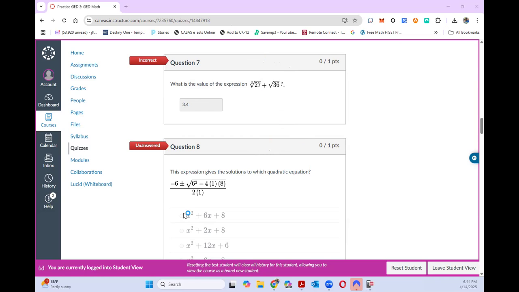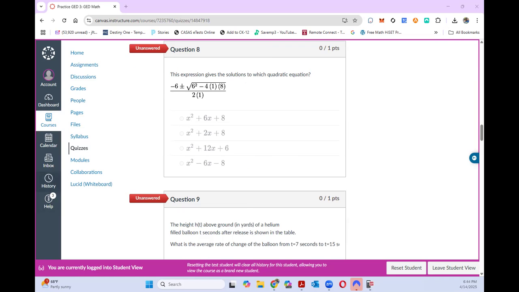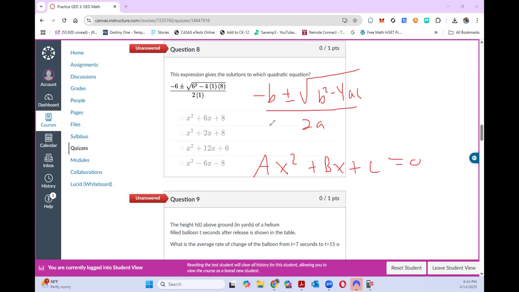Listen, this right here, this is your formula sheet. Again, this is a quadratic equation: minus b plus or minus the square root of b squared minus 4ac all over 2a. I know how to put it in standard form: ax squared plus bx plus c equals 0. So right away, minus b. They telling you what b is. B is 6. So the only one where b is 6, that means 6x. The only one that has 6x is right there.